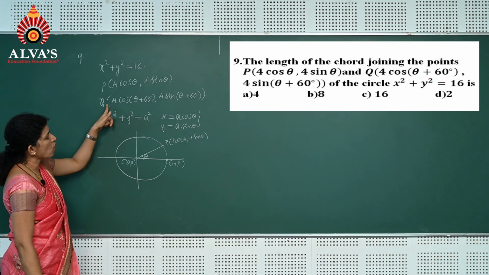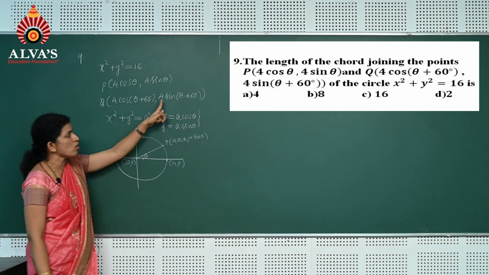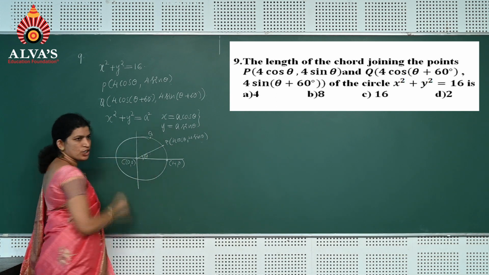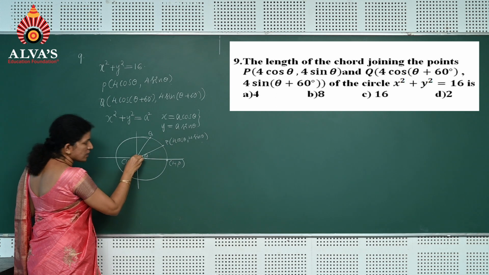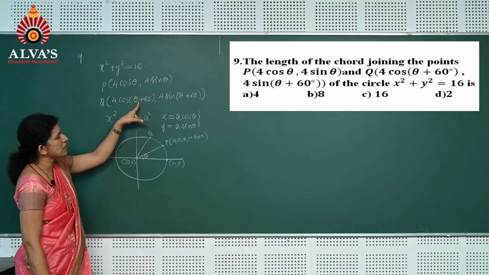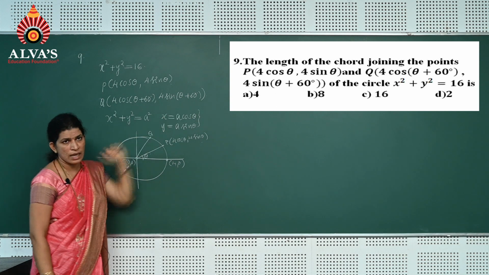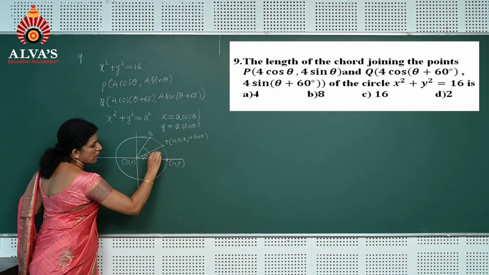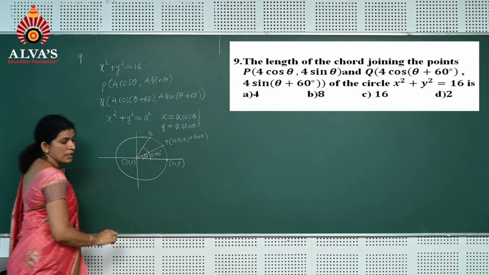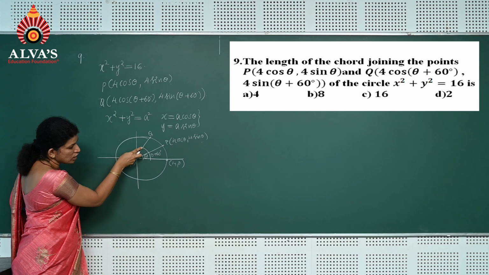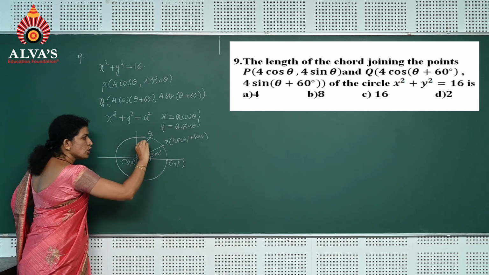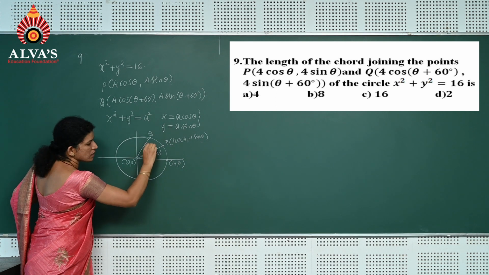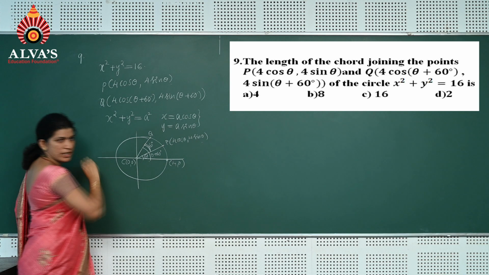Another point is Q of 4 cos(theta + 60°), 4 sin(theta + 60°). Take this as the point Q. So this full angle is nothing but theta + 60 degree. See, this angle is theta, this full angle is theta + 60 degree, so that angle PCQ, only this much angle, is nothing but 60 degree.